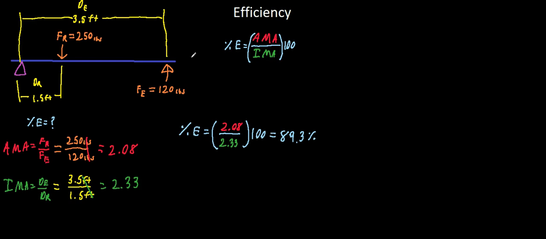Essentially it means we lost a little bit over 10% of our effort force, or of our energy, from this system. Hopefully that's too easy, too obvious for you. But real quick, let's talk about a concept. What happens if we rounded differently? What if we rounded these to one decimal place? What if we got 2.1 and 2.3? How would that change our answer?